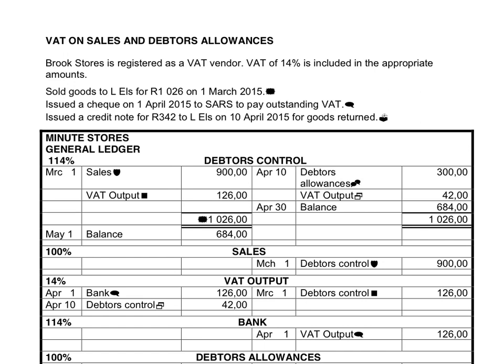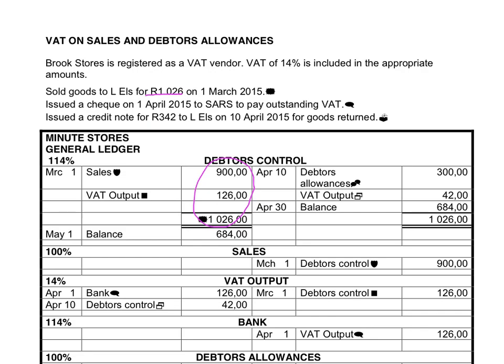If we look at the first entry, sold goods to Ls for 1026. That means the total amount that he owes the business is 1026. So the account of the debtor must be debited with 1026 and the debtor's control will be debited with 1026. Included in that figure is VAT. So some of this money belongs to the business and will be their income that they obtained out of sales, and some of the money must be paid over to SARS.